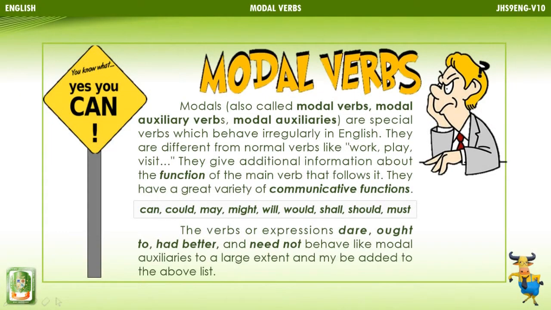Modals, also called modal verbs, modal auxiliary verbs, modal auxiliaries, are special verbs which behave irregularly in English. They are different from normal verbs like work, play, visit. They give additional information about the function of the main verb that follows them. They have a great variety of communicative functions: can, could, may, might, will, would, shall, should, must. The verbs or expressions dare, ought to, had better, and need not behave like modal auxiliaries to a large extent and might be added to the above list.